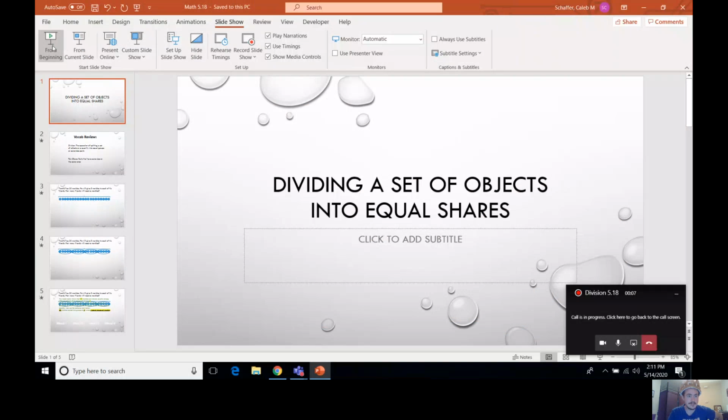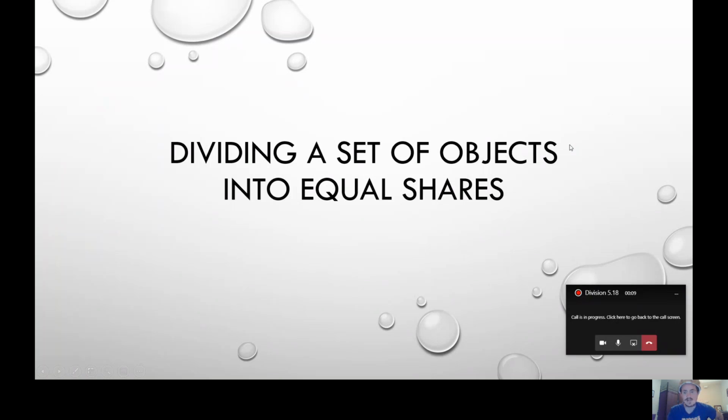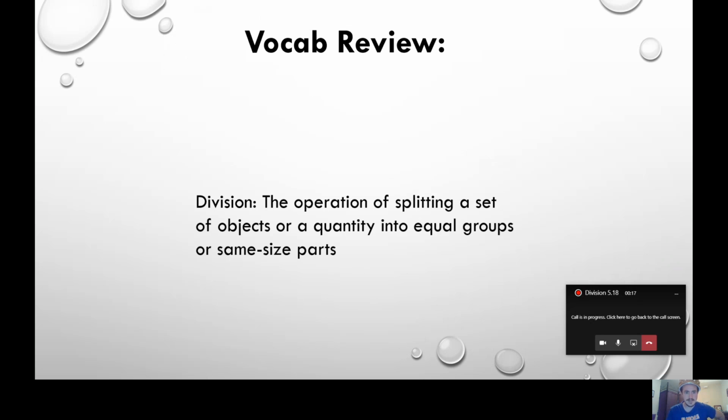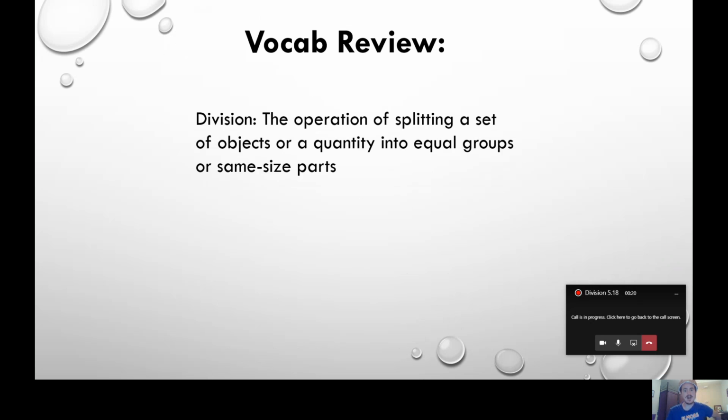So here is your job for today. We're going to be talking about dividing a set of objects into equal shares. Now, just to go back over some of the vocabulary we learned about last week, division is the operation of splitting a set of objects or a quantity into equal groups or same size parts. That sounds like a complicated definition, but it's really not that complicated. It just means when we have to split up objects into equal groups.